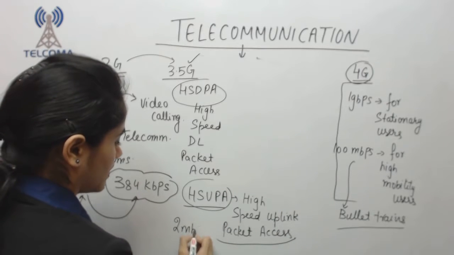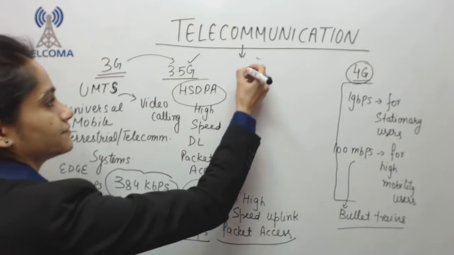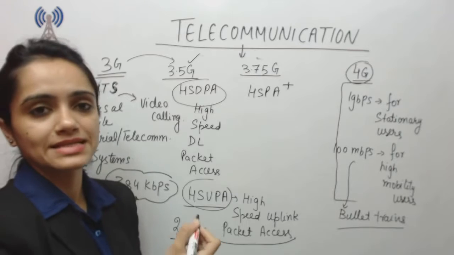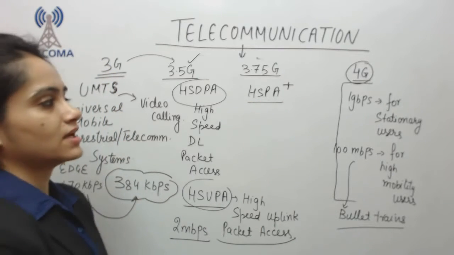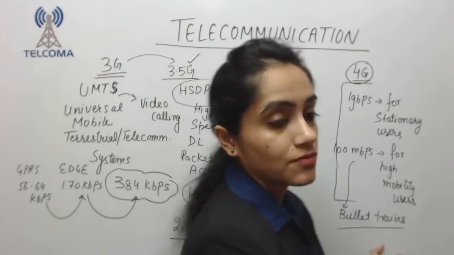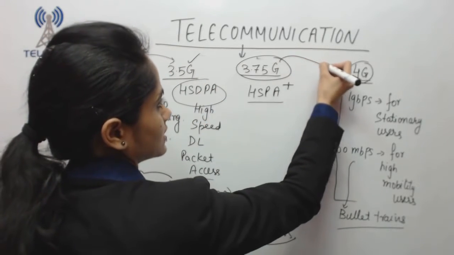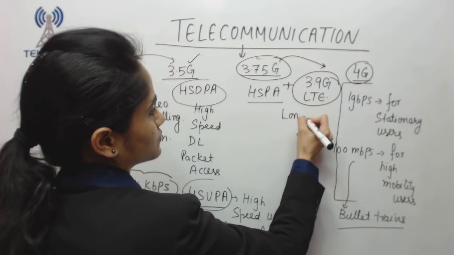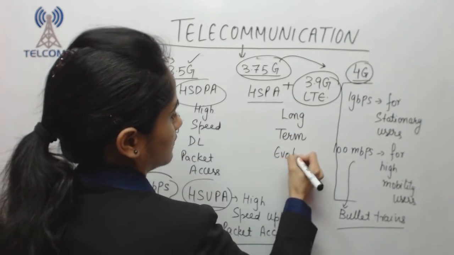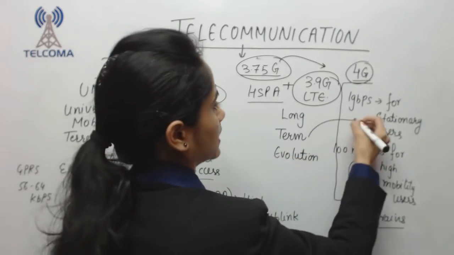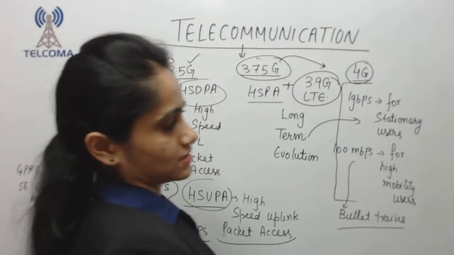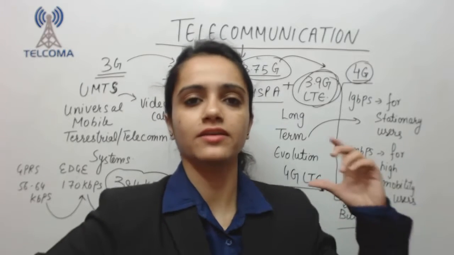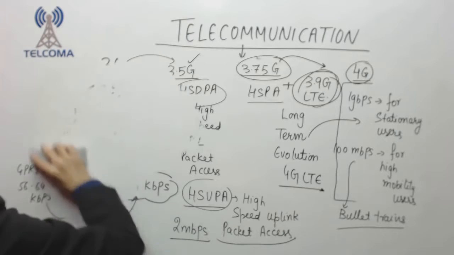Now this is giving us around 2 Mbps. After that, we move to 3.75G, with the name of HSPA+, where plus represents increased. This is High Speed Packet Access. Now after 3.5G, we require 4th generation. From this we expected that we will get 4th generation, but we have 3.9G. We call it LTE, where LTE stands for Long Term Evolution. That means evolution for a long term so that we achieve our target, which is 4th generation. So they launched 3.9G LTE with the name of 4G LTE so that we can earn revenue and further use it for the development and research of 4th generation.